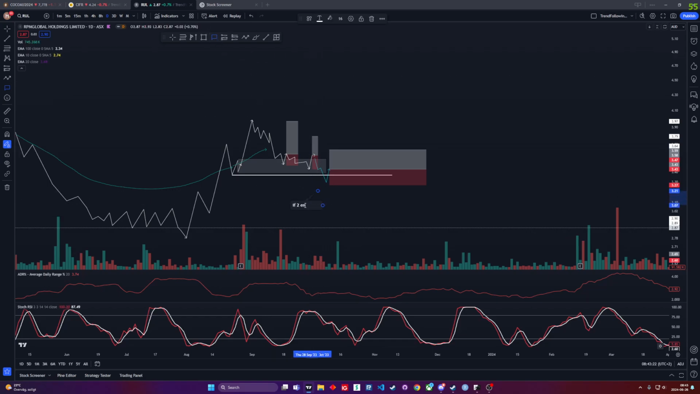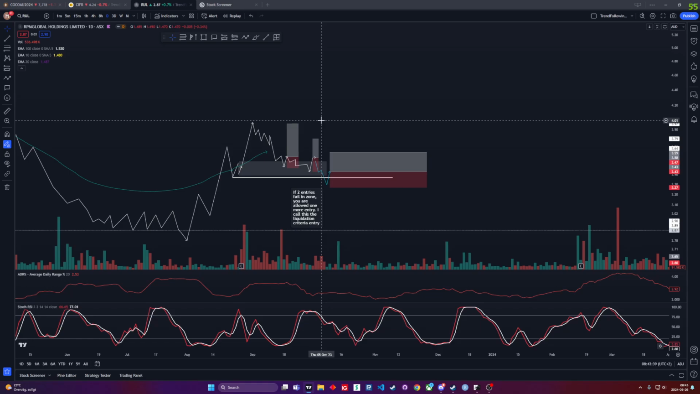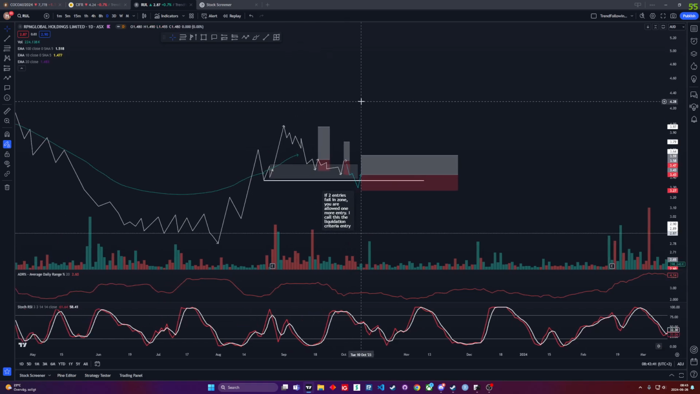If two entries fail in zone, you are allowed one more entry. I call this the liquidation criterion. Yeah, and if this fails, you're out. Okay, you're out.